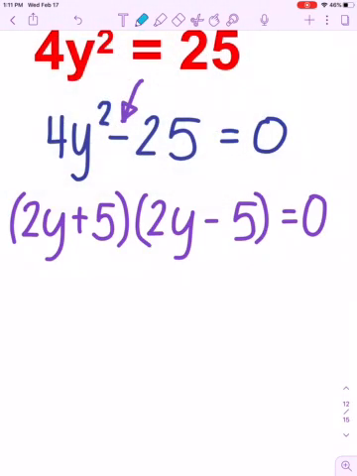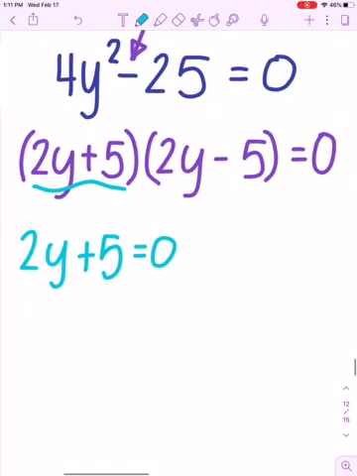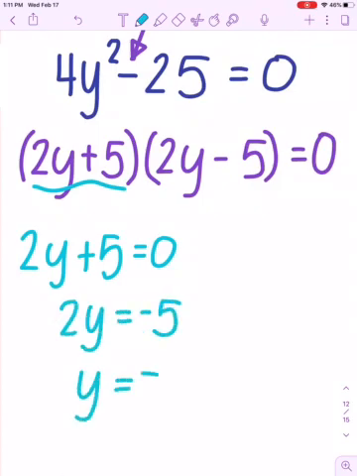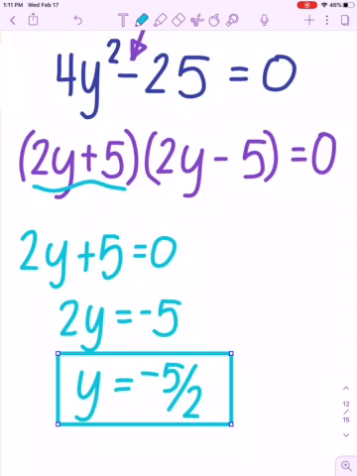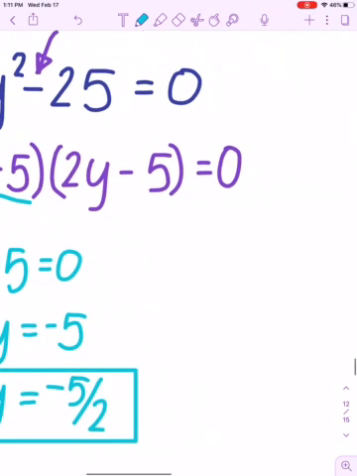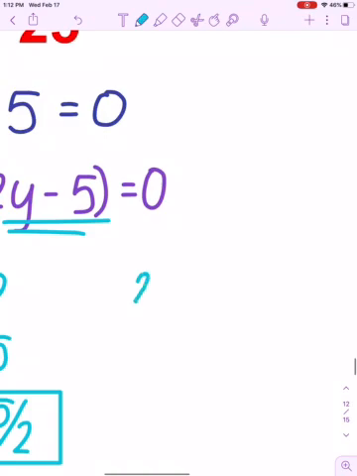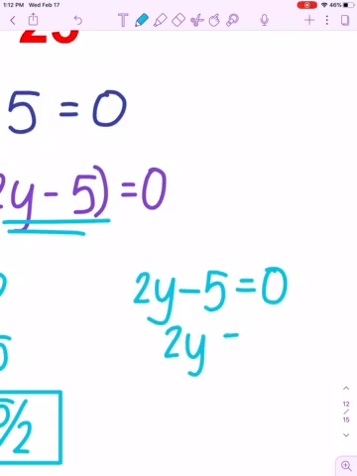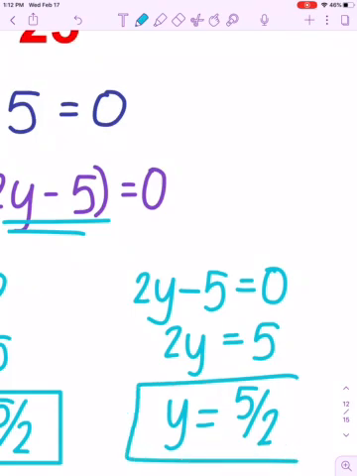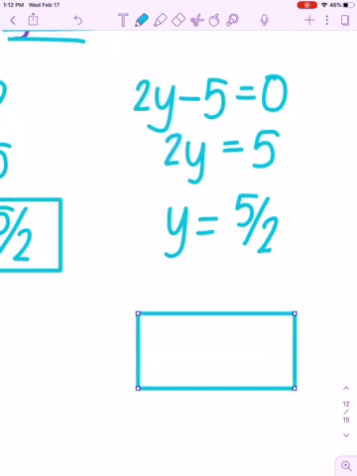I am not done because I have an equal 0, so I need actual answers. So if I take this first set of parentheses, 2y plus 5 equals 0, subtract the 5, so 2y equals negative 5, divide by 2, which is not evenly divisible, so I'll just leave it, negative 5 over 2. I have to do it again for my second set of parentheses, so 2y minus 5 equals 0. Add the 5 this time, so it's a positive 5, divide by 2, positive 5 halves.